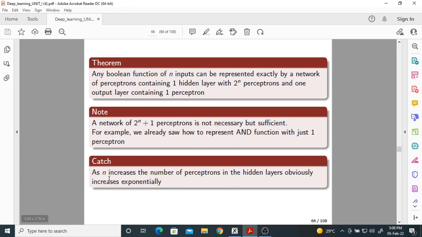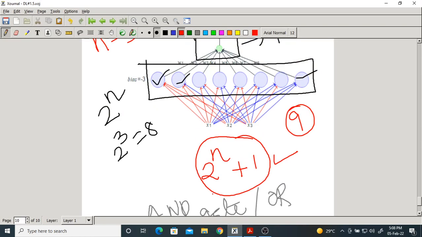As n increases, the number of perceptrons in the hidden layer obviously increases exponentially. In the hidden layer we have 2 power n perceptrons. As n increases, the number of perceptrons in the hidden layer increases exponentially. You should take care of that.